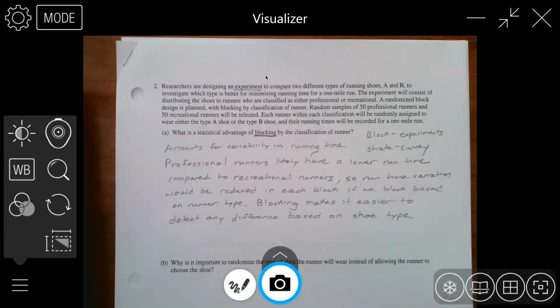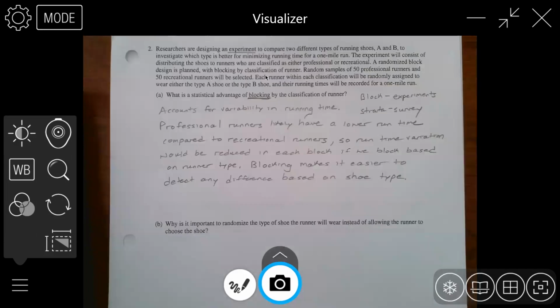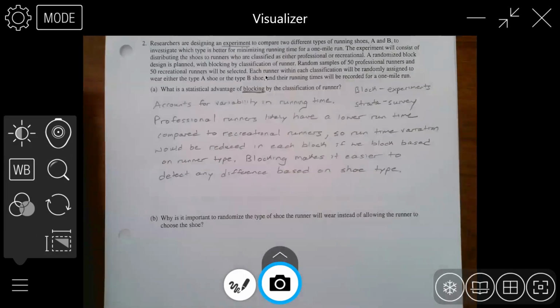Okay, so moving on to part B, why is it important to randomize the type of shoe? Well, this really has to deal with confounding variables. And I think it's important to mention one in context. So could somebody think about a possible confounding variable in context of this situation that we could mention as part of 2B?